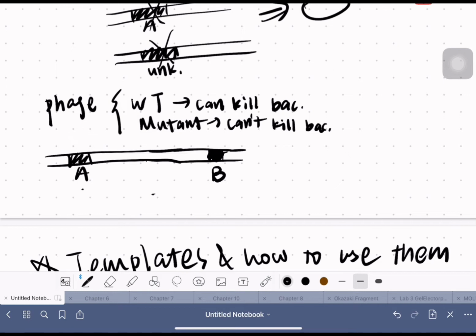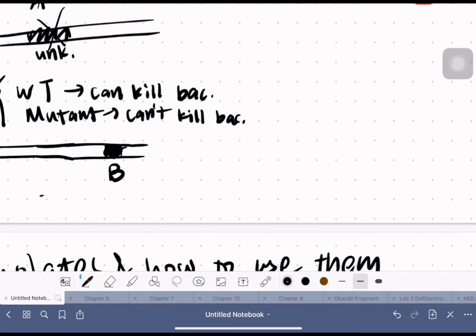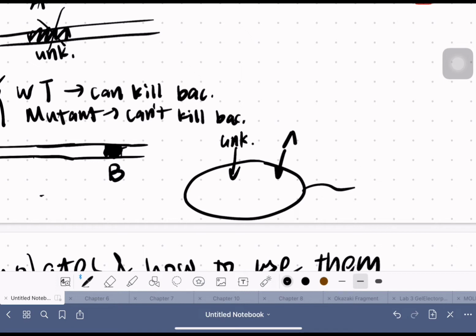So how do we figure out where our unknown mutation is? As I said, phage is not diploid. It doesn't have two copies of the gene like Drosophila does. So we'll do something a little bit more clever, which is to inject both the unknown and mutant A into the same bacteria. We're going to test it against B also.